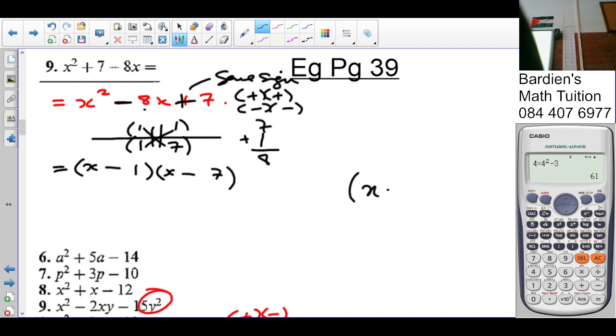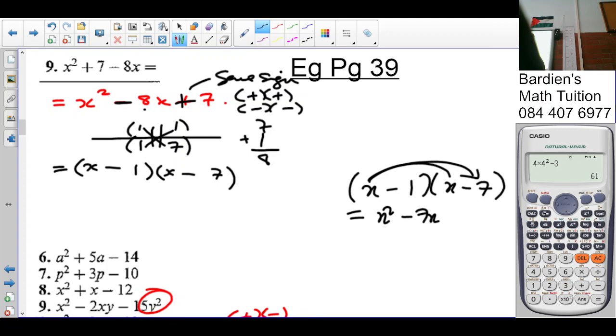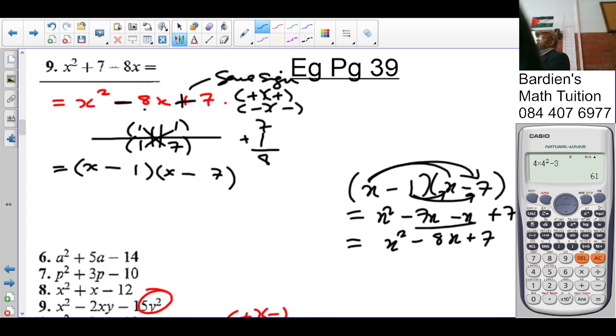So you've got x minus 1, x minus 7. x times x, x squared. x times negative 7, negative 7x. Negative 1 times x, negative x. Negative 1 times negative 7, which in turn gives us x squared minus 8x plus 7, which makes that correct. Okay?